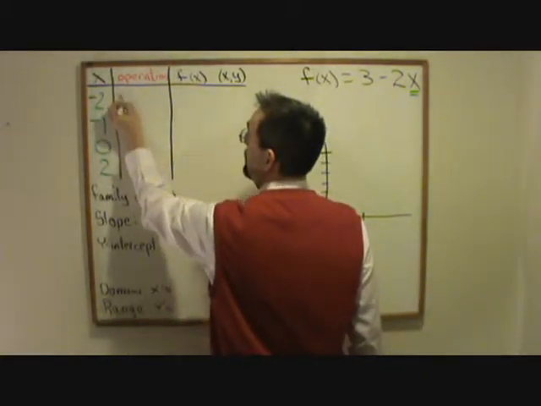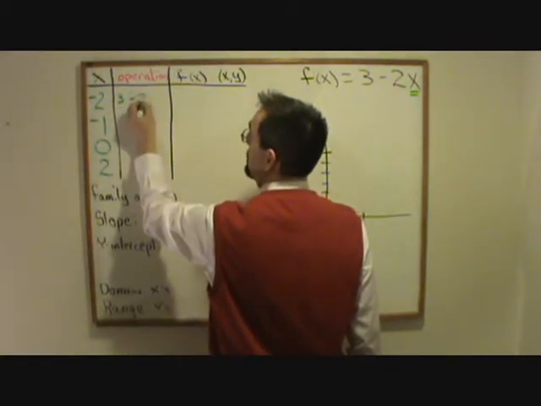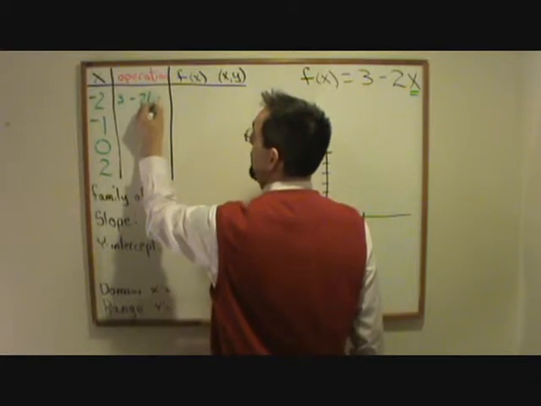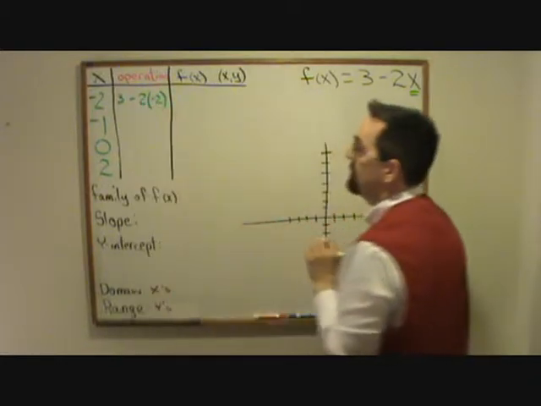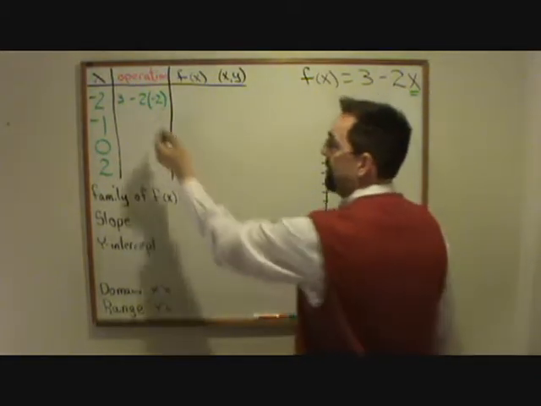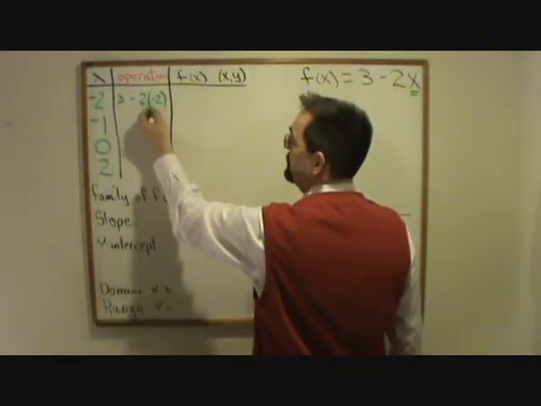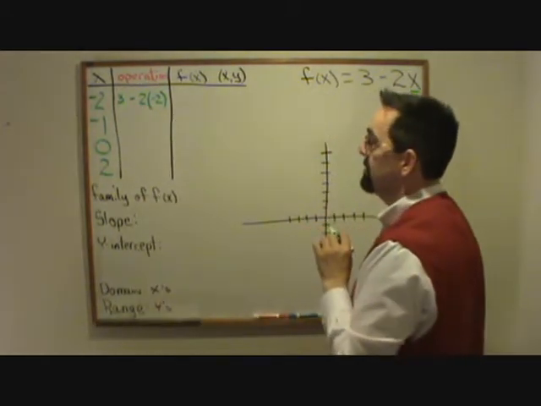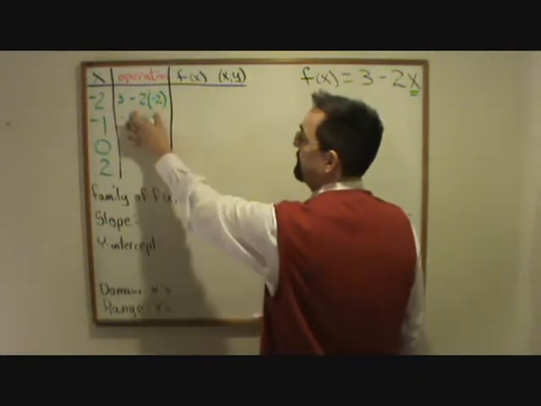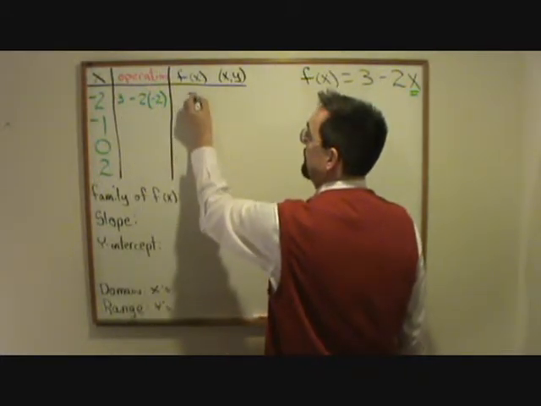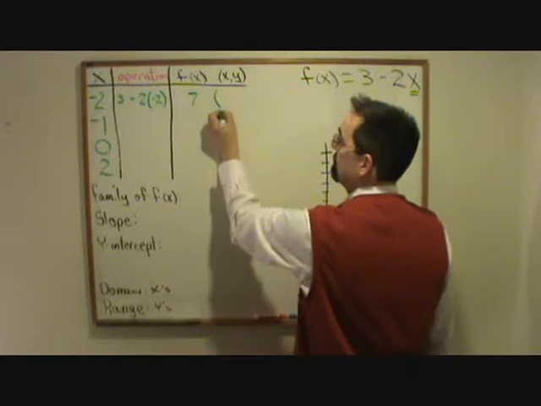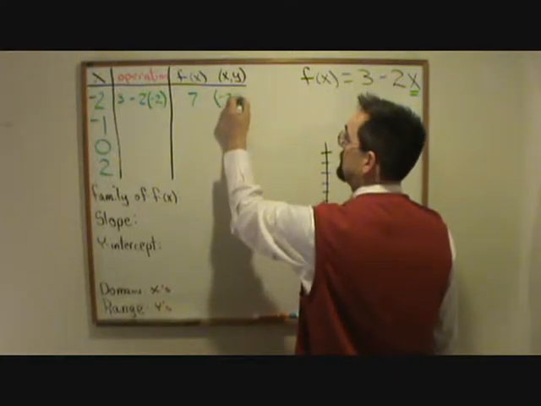So that's 3 minus 2 times a minus 2. This can be a little bit confusing, but 3 minus 2 times a minus 2. So that'll be 3 plus 4, which will give us 7. So our first coordinate point is minus 2, comma 7.